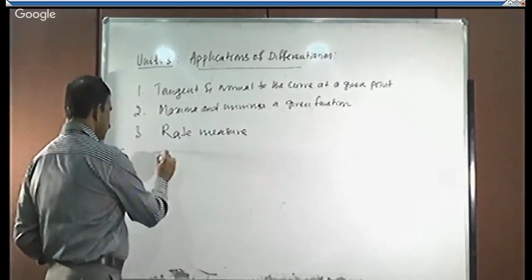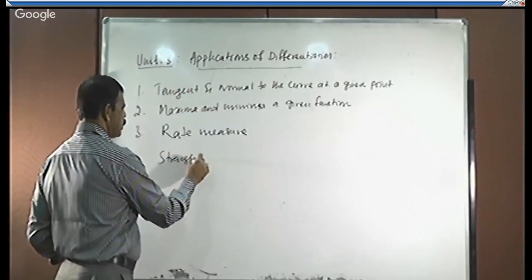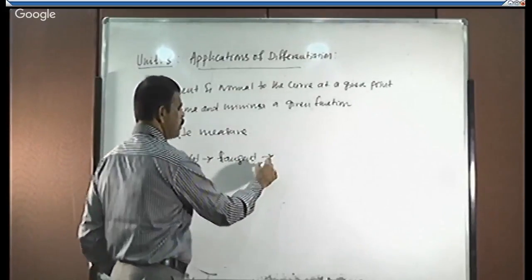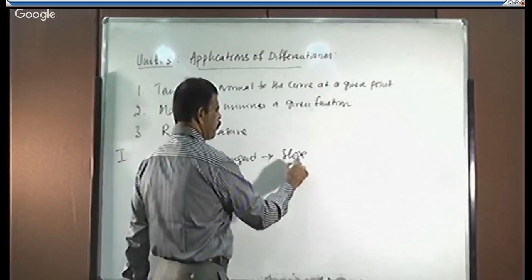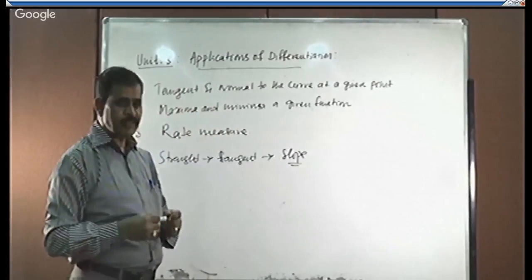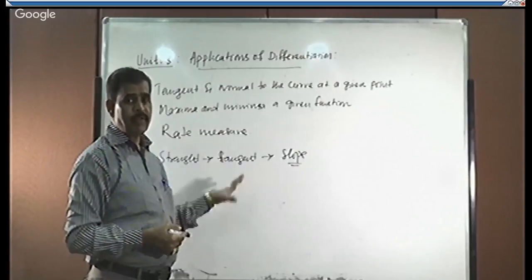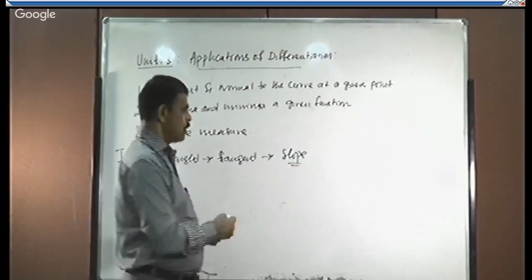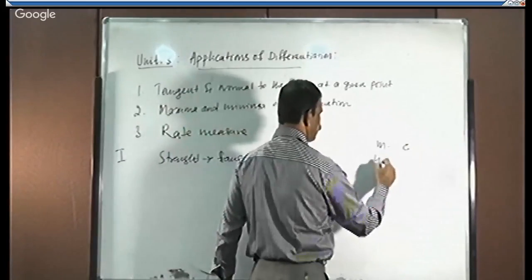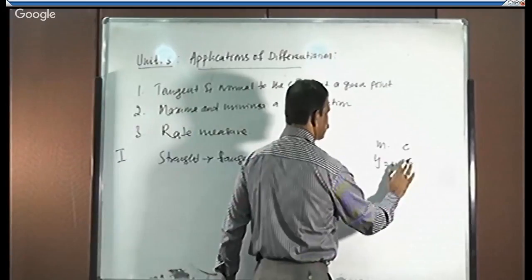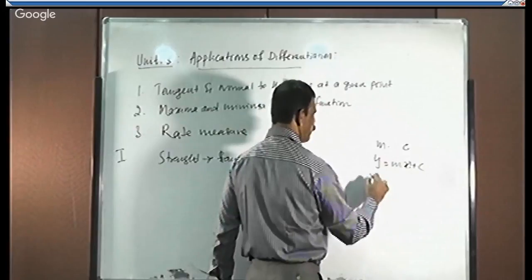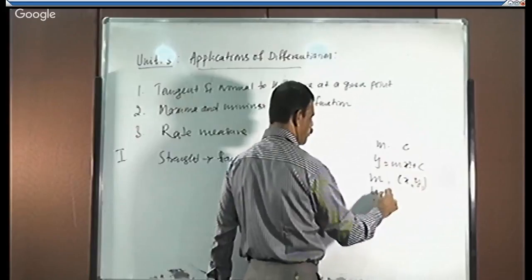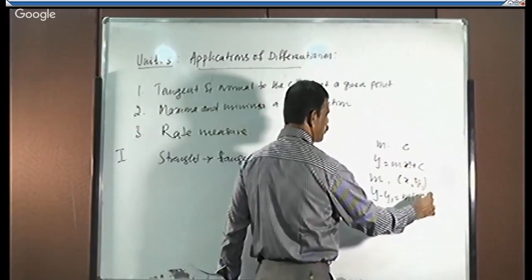To get any straight line, a tangent is what? A tangent is a straight line. We need to understand the slope. This was discussed in the straight line topic, first unit, right? We have different forms of a straight line. If you know the slope of the line and the intercept c, we can write y is equal to mx plus c. If you have the slope and a passing point (x1, y1), we have y minus y1 is equal to m into (x minus x1).